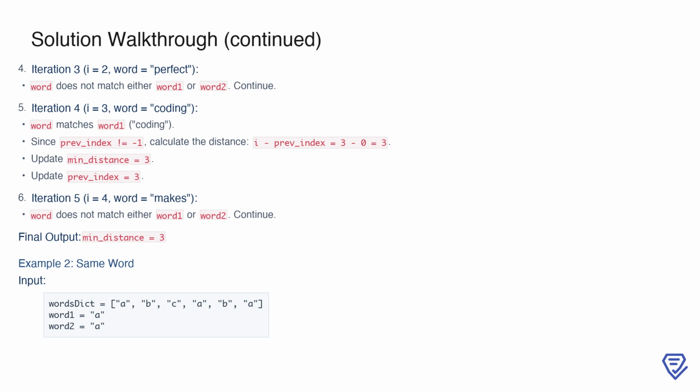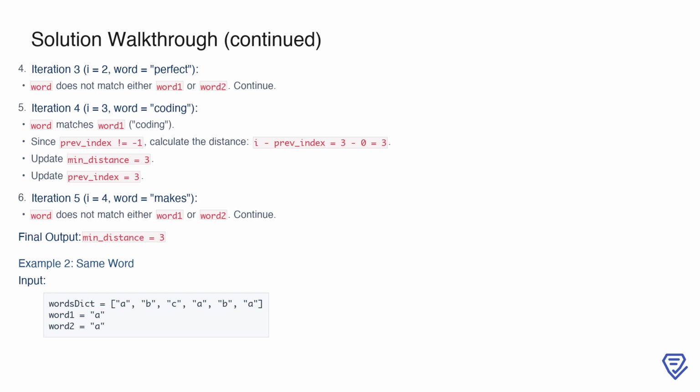We update min_distance to 3 and set prev_index to 3. Finally, at index 4, the word is makes, which doesn't match either target word, so no changes are made. The shortest distance between coding and practice is therefore 3.